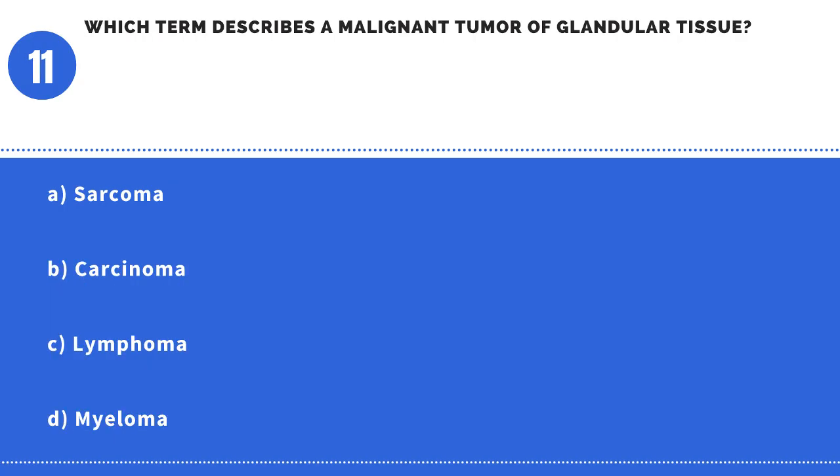Question 11. Which term describes a malignant tumor of glandular tissue? A. Sarcoma. B. Carcinoma. C. Lymphoma. D. Myeloma.